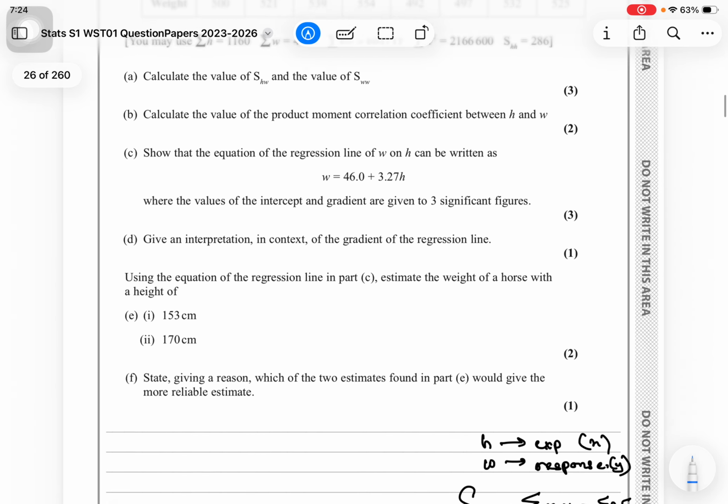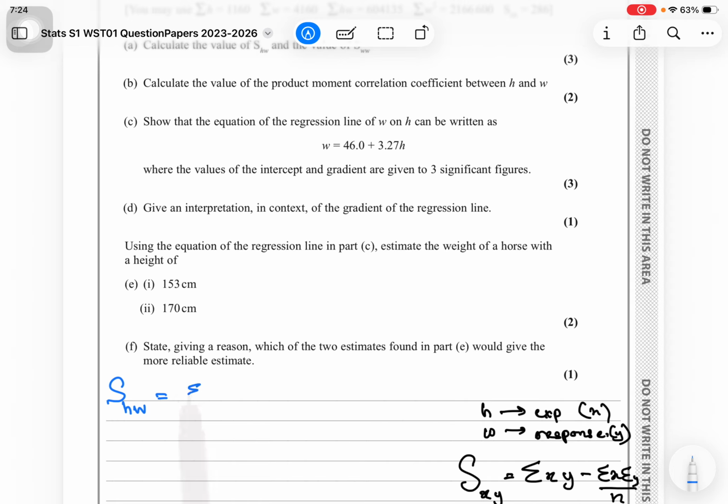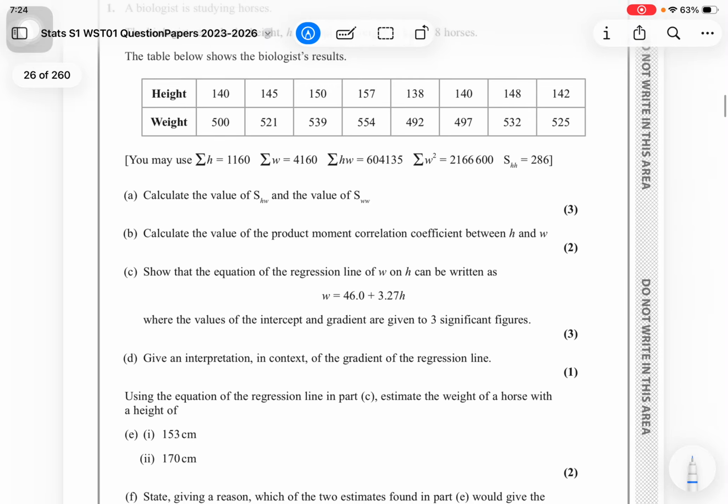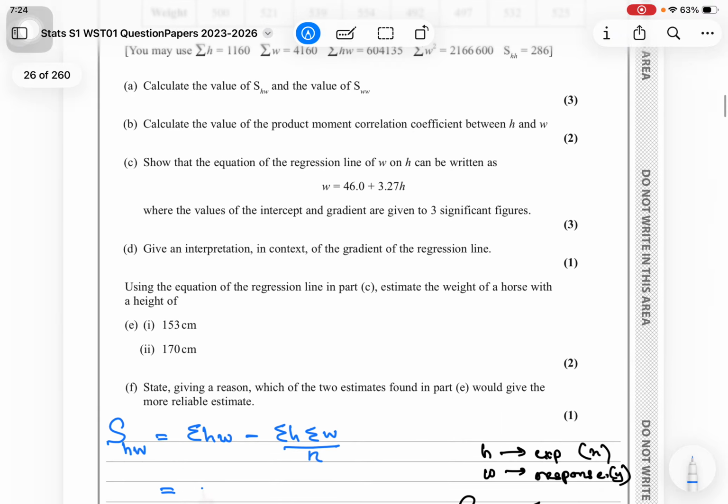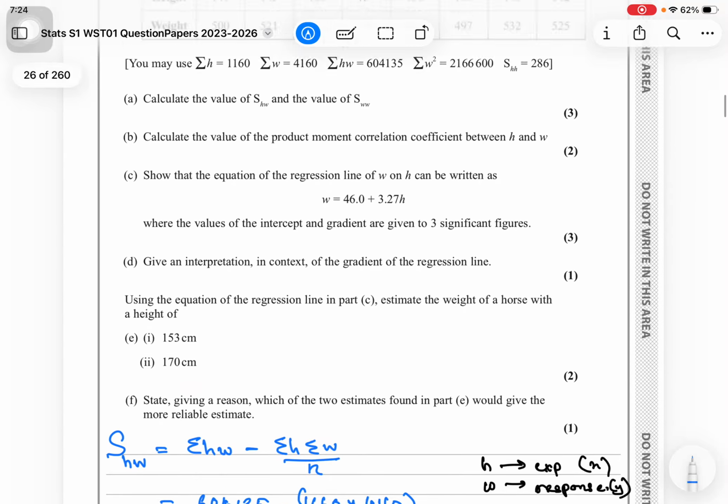SHW will give us sigma HW minus sigma H sigma W divided by n. Sigma HW, yeah, that's given, 4 0 1 5 minus 1160 times 4160 divided by what? So let's go to the question.